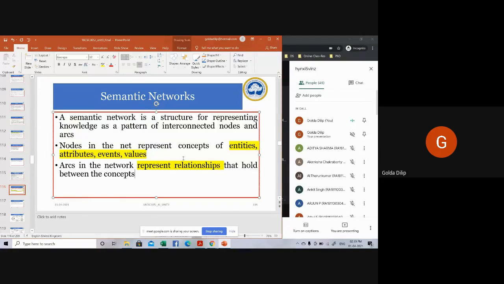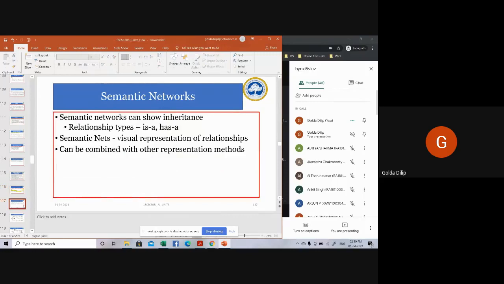So I'll show you an example for it. Okay, the semantic network shows inheritance. Is a, has a. Is a parent, has a something. So it's a visual representation of relationships. Okay, so that's what semantic nets are all about.